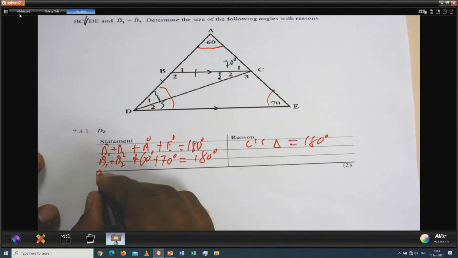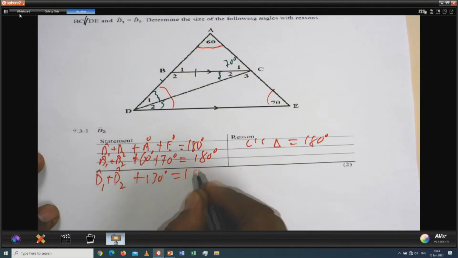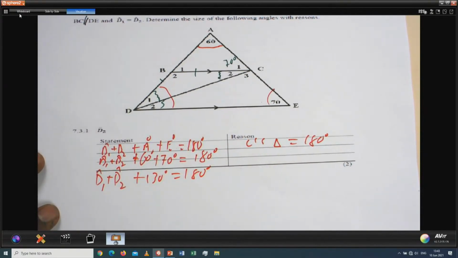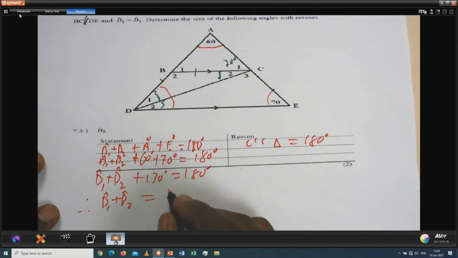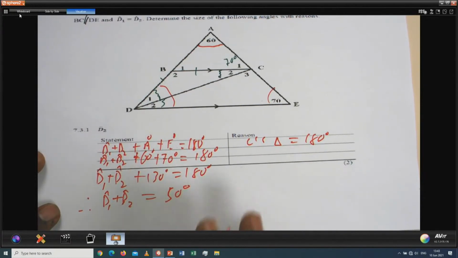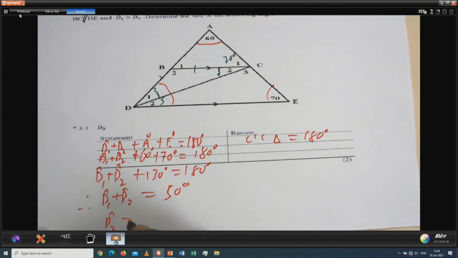Therefore, D1 plus D2 plus 130 degrees equals 180 degrees. Therefore, D1 plus D2 equals 50 degrees. But you know that D1 is equal to D2. Therefore, each one of them is 25, 25. Therefore, your D2 is 25 degrees.